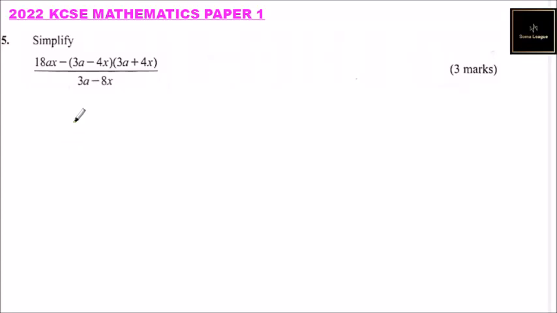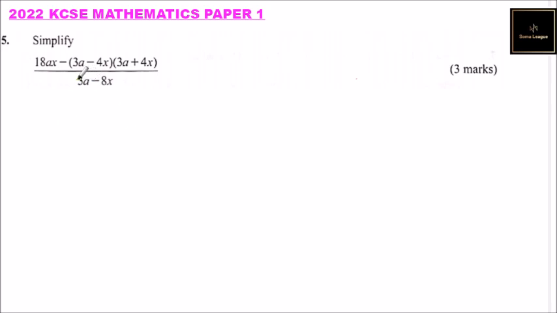So, 2022 KCSE Mathematics Paper 1. Number 5. Simplify 18ax minus (3a minus 4x)(3a plus 4x), all over 3a minus 8x.